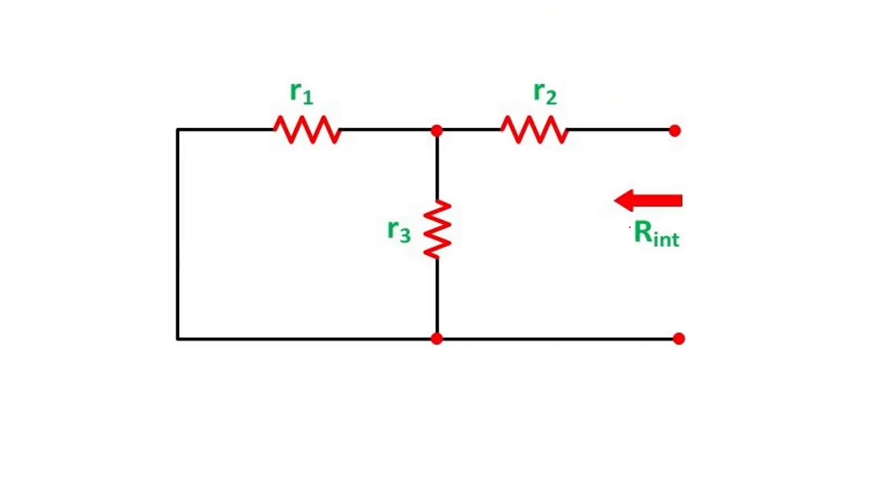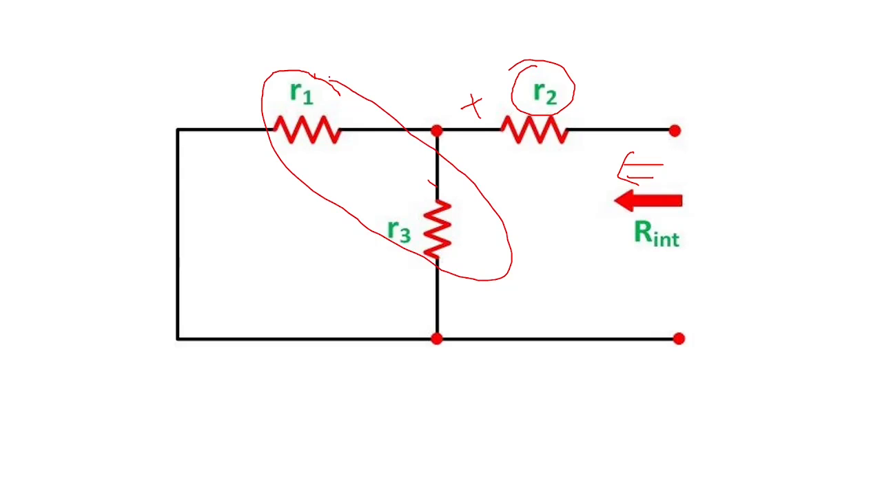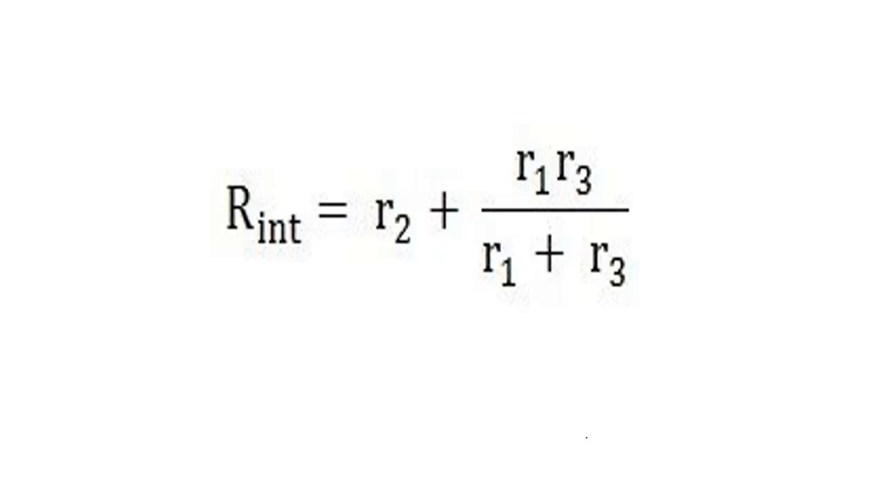Then the effective resistance, if you see from here, is this resistance in series with the parallel combination of these two resistances, R1 and R3. So you get Rint, the effective resistance, equal to R2 plus R1 R3 upon R1 plus R3.